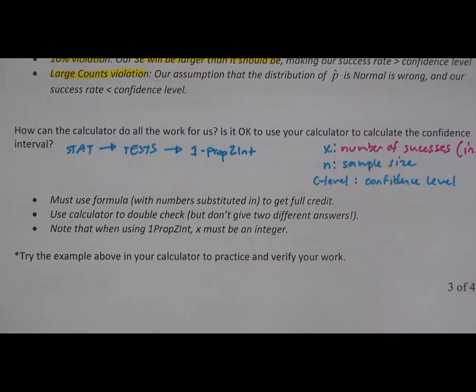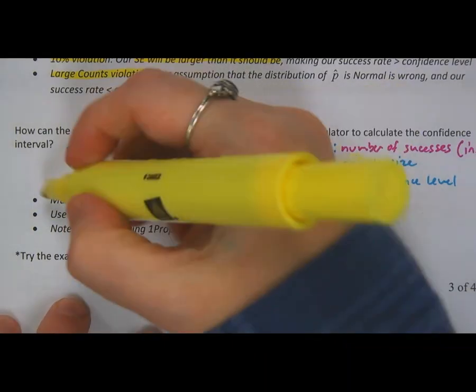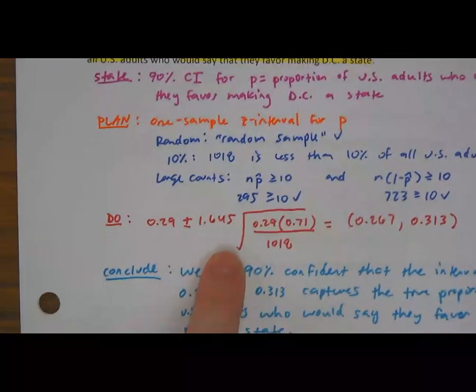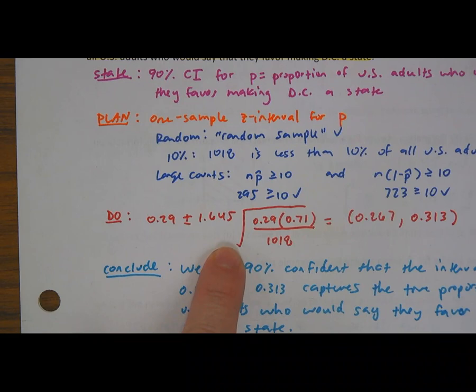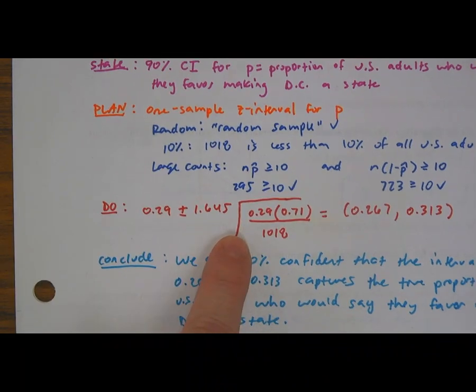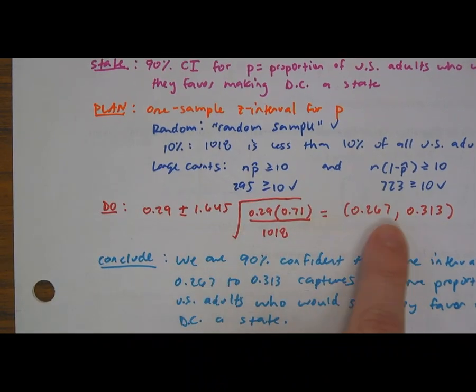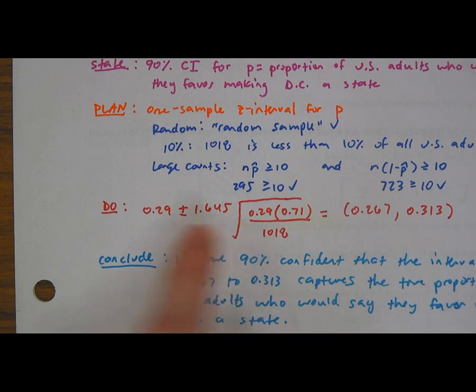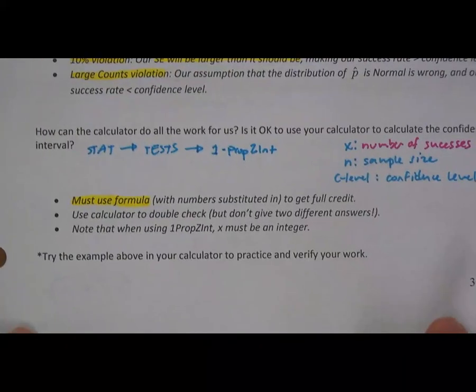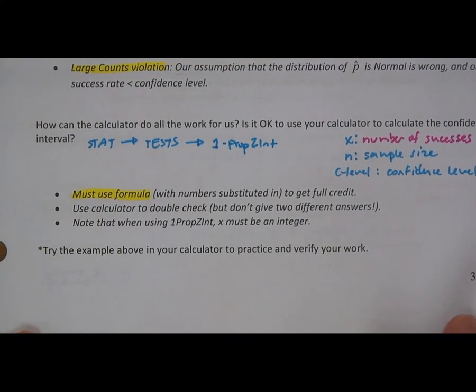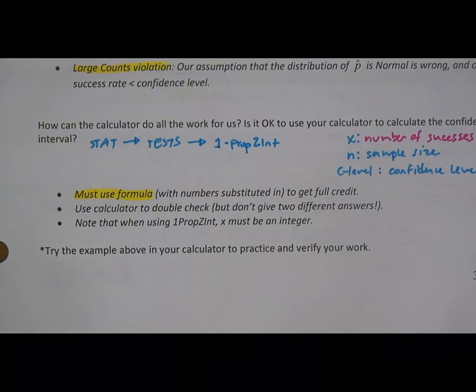So just be sure that you have to use the formula anyway, like you're gonna have to show this work. So that's what, to me, kind of seems like it's just extra fluff to find this part in the calculator when technically you can just type all of this in. But you need to show that you're using the formula with numbers substituted in to get full credit.